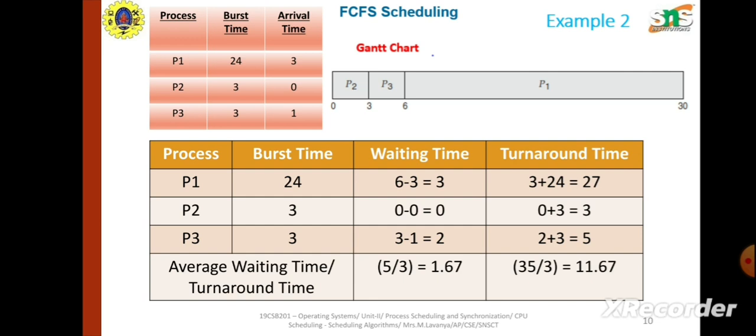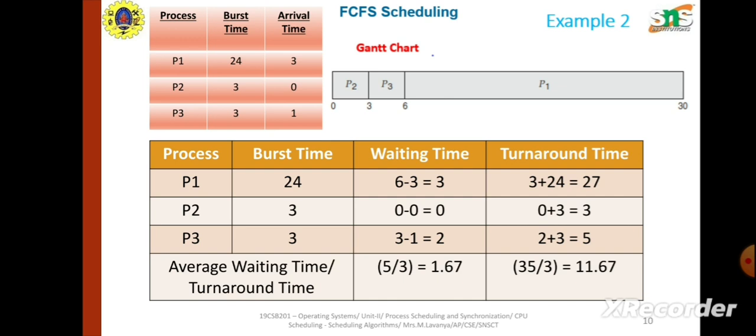Then for process P2, starting time is 0. Its arrival time is 0. So 0 minus 0 equal to 0. Then for process P3, its starting time is 3 and its arrival time is 1. So 3 minus 1 equal to 2. For finding the average, we have to find the sum of all these three process waiting times divided by 3. Its value is 1.67.